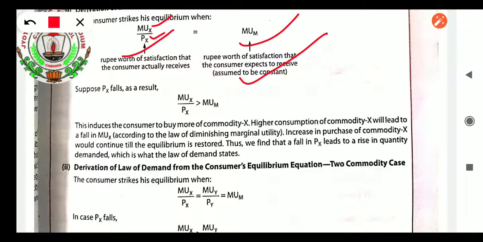PX is the price of commodity X. Suppose PX falls, what will be the result? PX falls, MUX divided by PX will be greater than MUM, worth of money. This induces the consumer to buy more of commodity X. Higher consumption of commodity X will lead to a fall in marginal utility. Definitely, if the price falls and we consume more, on the second day marginal utility derived from product X will be declining. According to the law of diminishing marginal utility, the increase in purchase of commodity X would continue till the equilibrium is restored. Thus, we find that a falling price of X leads to a rising quantity demanded, which is what the law of demand states.